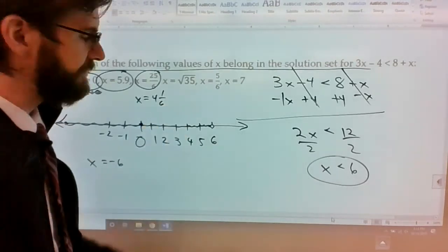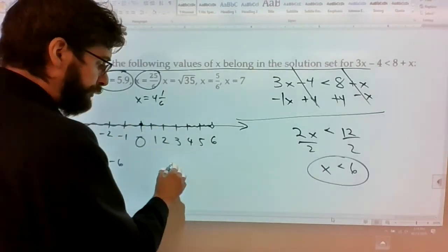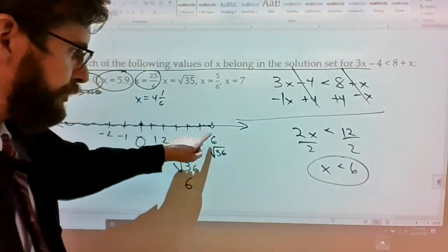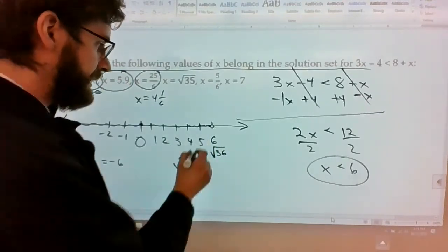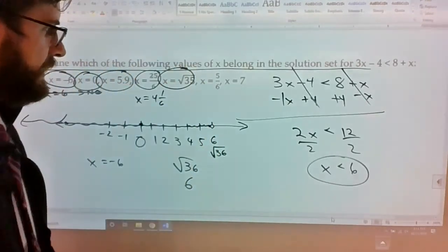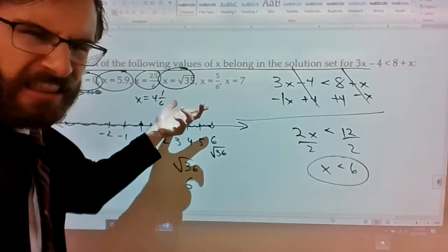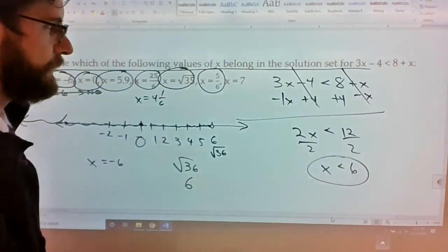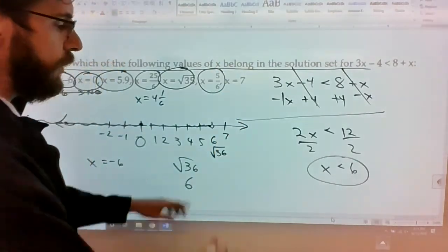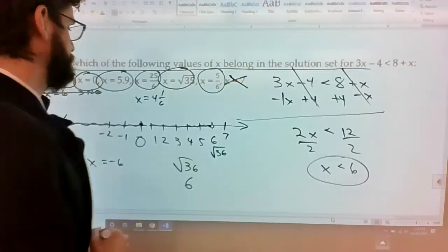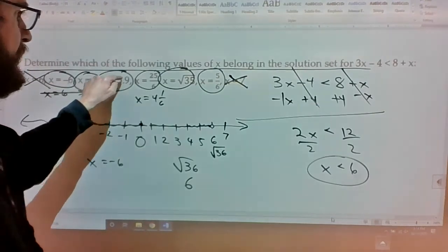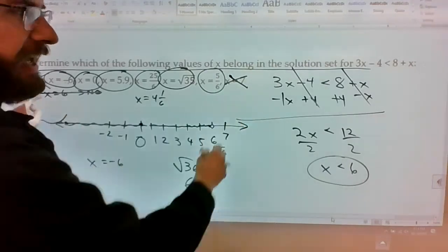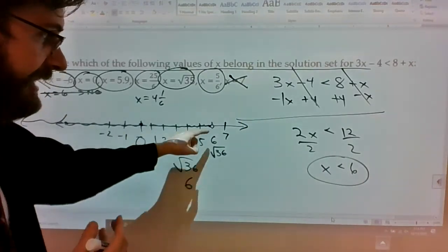How about root 35? Well, root 36 is equal to 6. So root 35 is just left of that. Yeah, it's in there. Woohoo. 5 divided by 6, that's like a little bit less than 1. Right there? That belongs in the solution set. And then the last one, x equals 7. You are out of bounds, sir. So 1, 2, 3, 4, 5, 6. Those 6 belong in the solution set, whereas these 2 on the ends, they don't make the cut. They do not live in the shaded region.